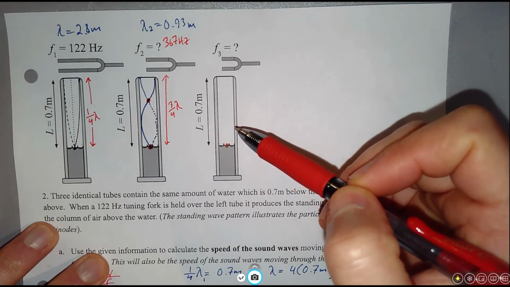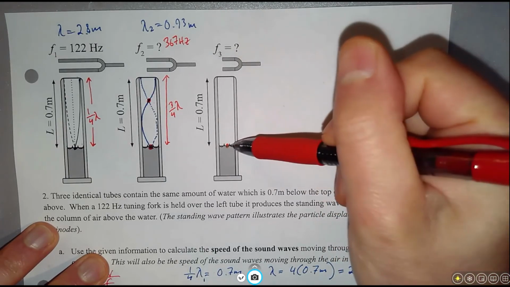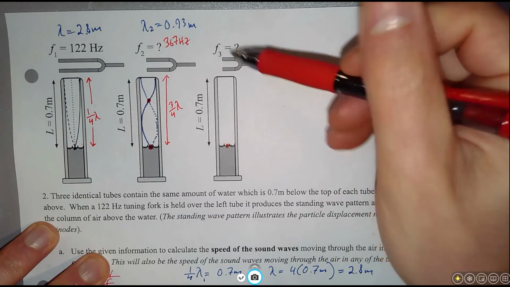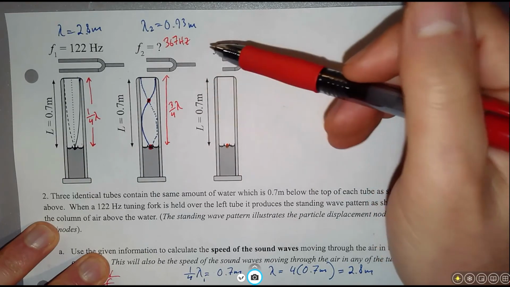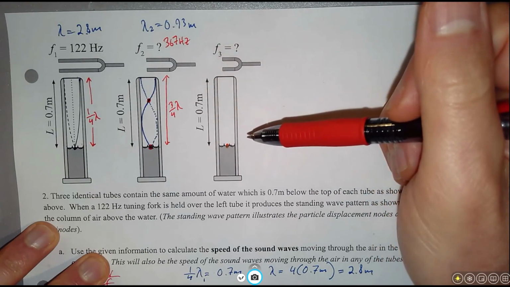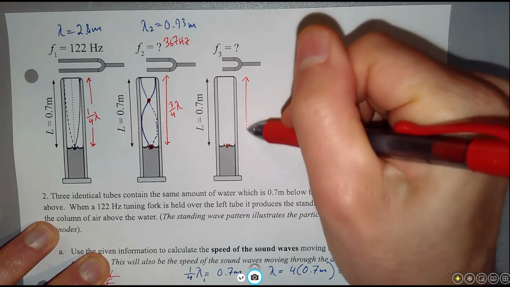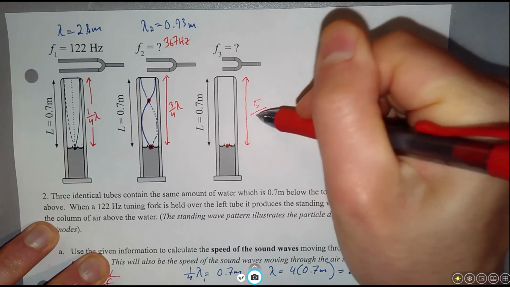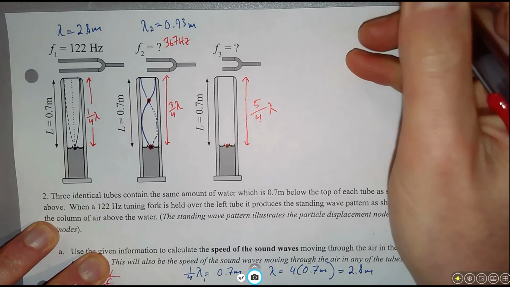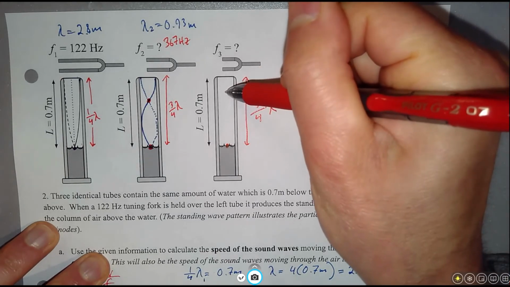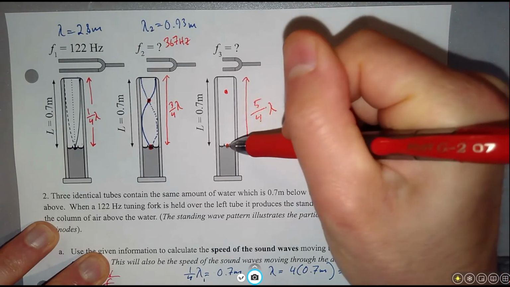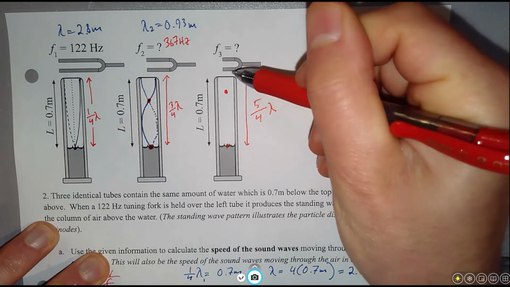The next possible standing wave, remember, still has to have a node at the bottom and an antinode at the top, but it has to fit more of the wave than 3/4. So the next possible one would be 5/4 of a wavelength that fits inside of this length air column. So we're going to draw one. Let's say this would be 1 1/4. So from here to here would be 1 full wavelength plus 1/4.